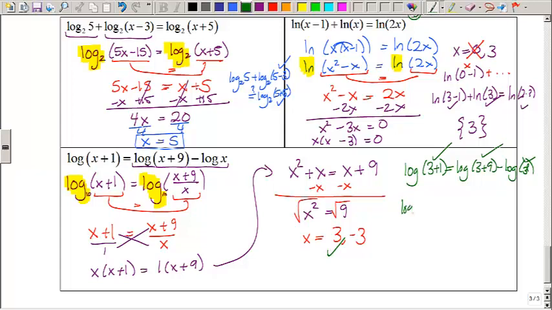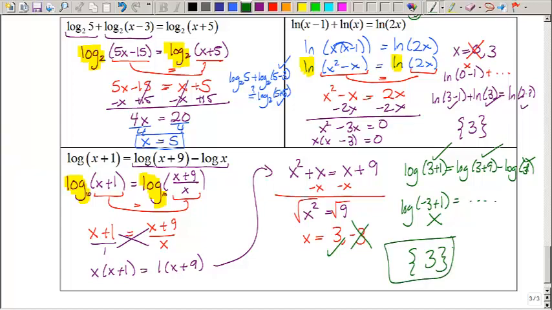Let's check negative 3. Log of negative 3 plus 1. Uh-oh. Negative 3 plus 1 is negative 2. And I know this keeps going, but I'm not going to continue to check because the first argument is negative, so I know automatically that negative 3 is not a valid solution. So because it's not a valid solution, the only solution I can keep is the positive 3.